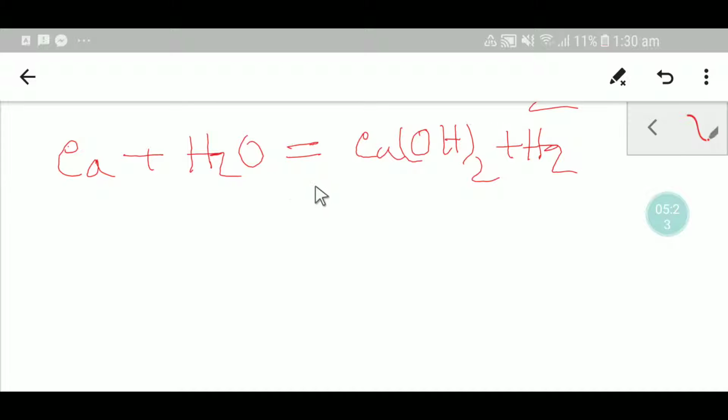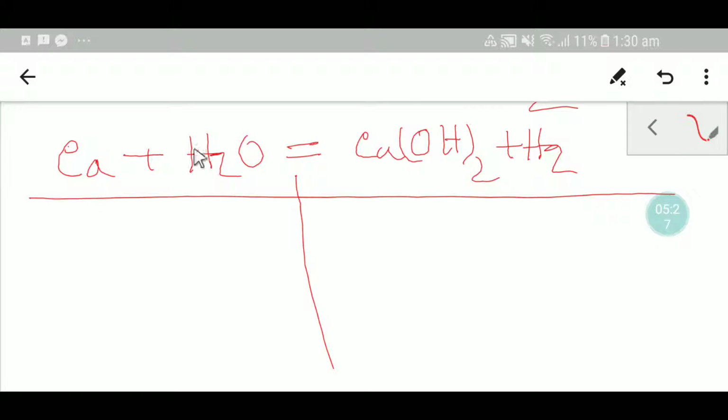So in this case I will draw a table like this, right? And in the left hand side I have here one calcium, and I have to consider this compound like this. Here we have two hydrogen, and here we have one oxygen, right?